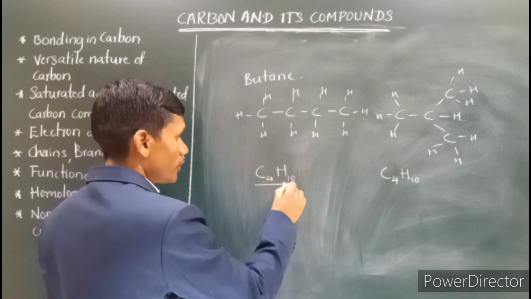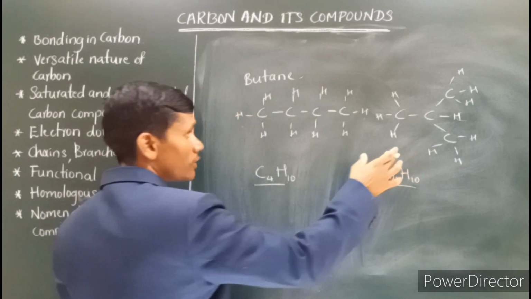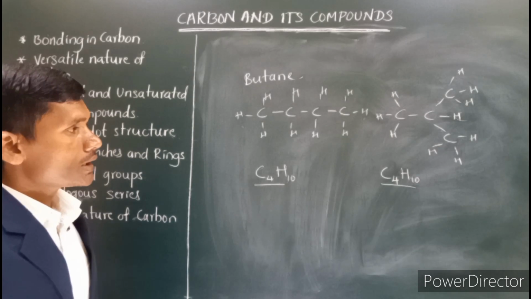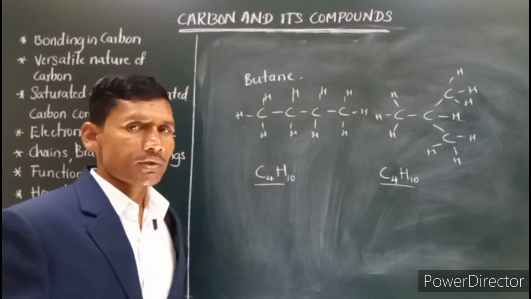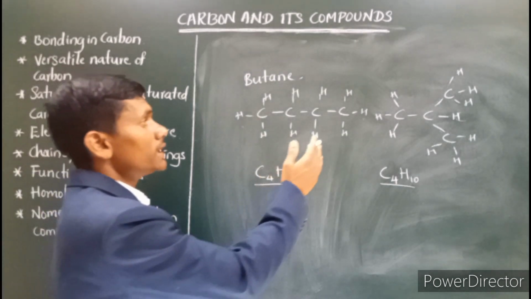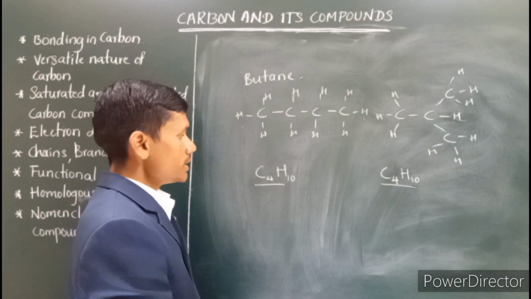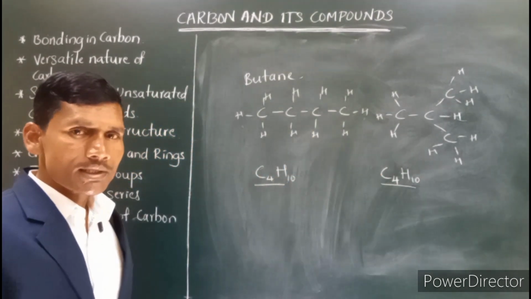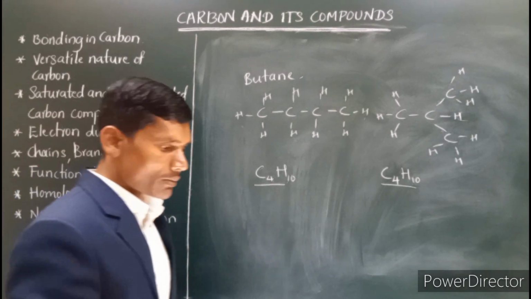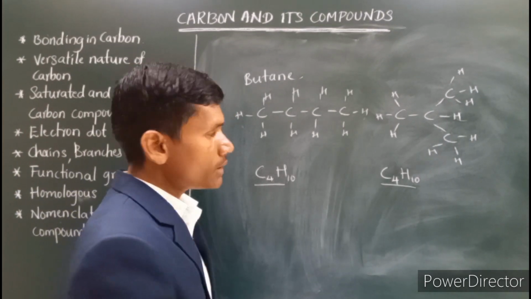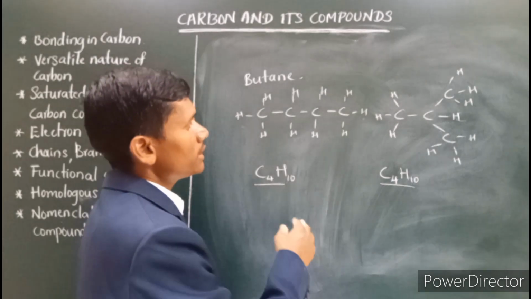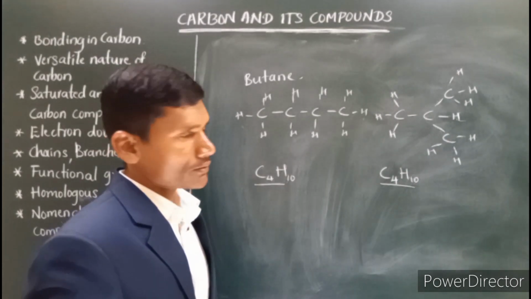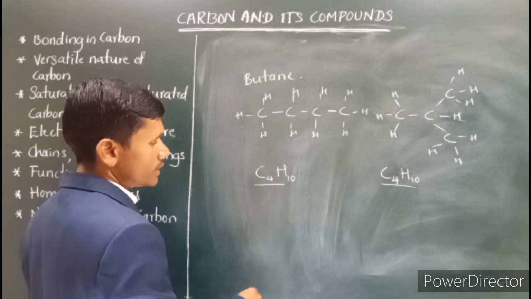Here the molecular formula is the same, but the structural formula is different. Then such types of compounds, they are called what? Structural isomers, because only their structure is different, but their molecular formula is the same. If any carbon compounds have identical molecular formula but different structural formula, then they are called structural isomers. Okay.